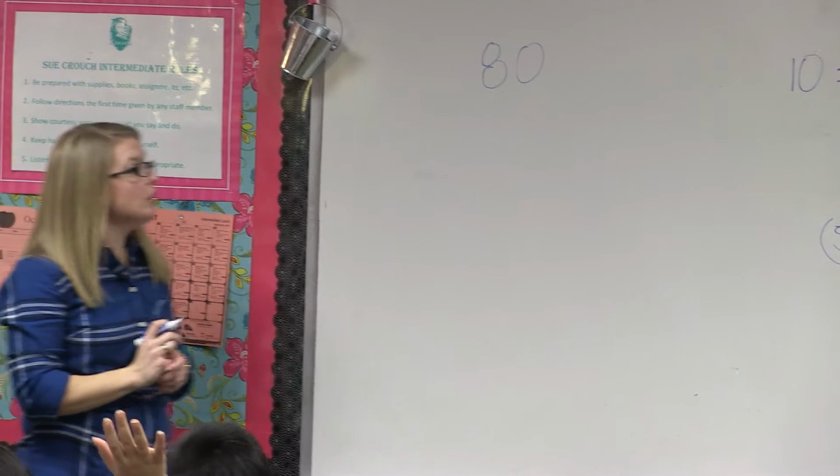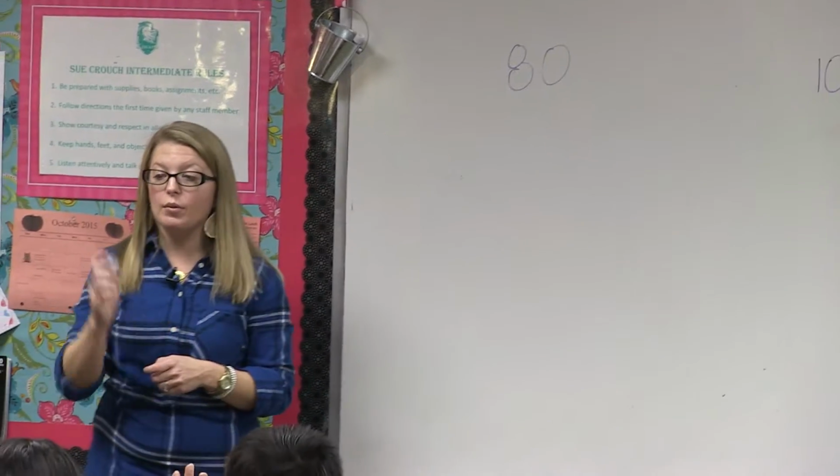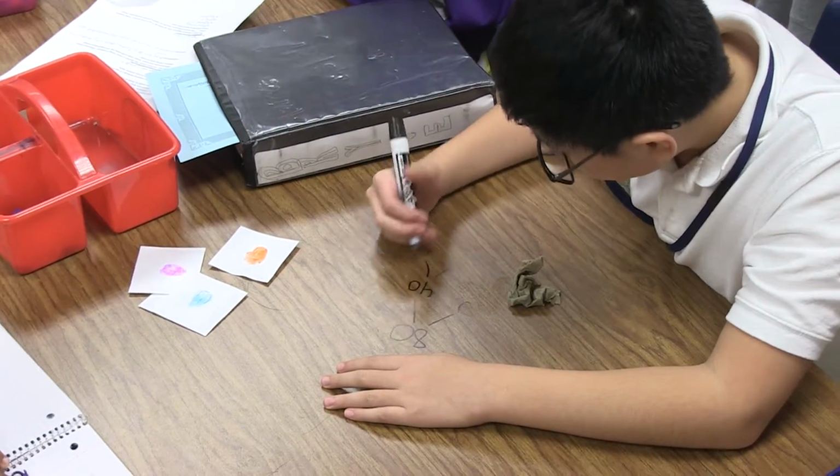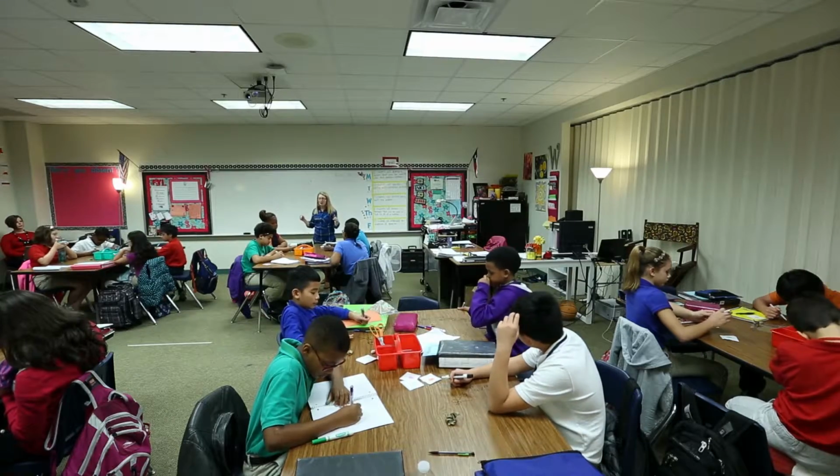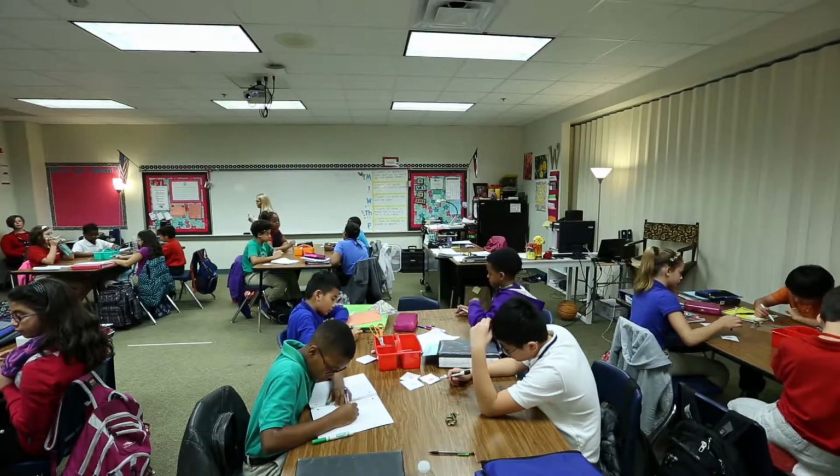What I want you to do is go ahead with your dry erase marker on your table. Now, I want you to look at the other people at your table. Look at their tree. Do you all have the same 2 numbers?